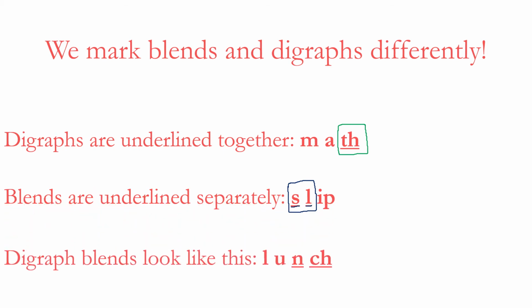And then digraph blends look like this. The digraph gets its one underline, and the consonant that's attached to it also gets its own underline. You can pause and just look at this screen, look at these examples, because this is going to help you complete one of your homework assignments that's coming up. If you don't remember when you're doing the assignment, come back and look at this again. Let's look at some more examples.